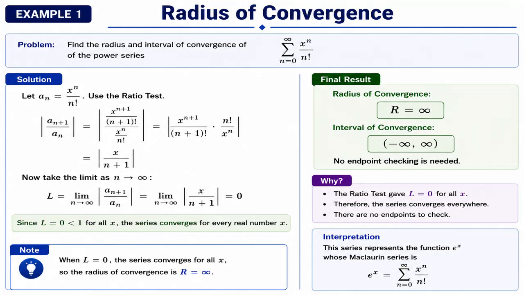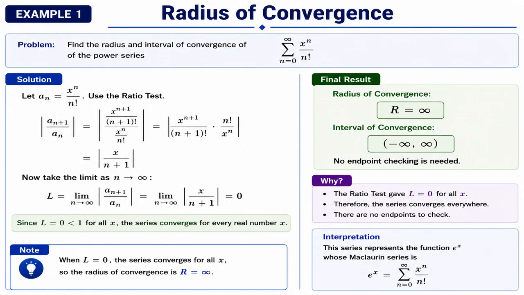Now, let us find the radius and interval of convergence of this power series. We apply the ratio test. First, we write the general term. Then we compute the ratio of consecutive terms. After simplification, the ratio becomes x divided by n plus 1. Now we take the limit as n approaches infinity. The limit becomes 0.